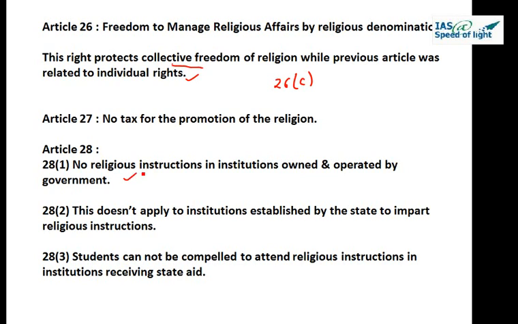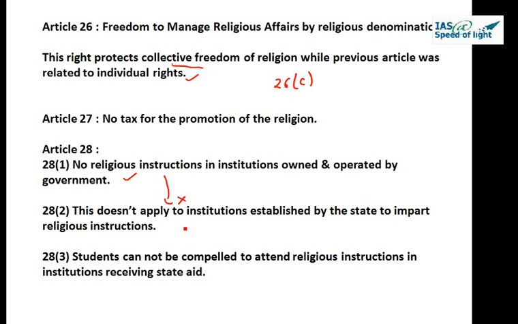Second part, nothing in clause 1, the above clause which talked about institutions wholly managed by state funds, shall apply to an educational institution which is administered by the state but has been established under any endowment or trust which requires that religious instruction shall be imparted in such institutions. Now, this is talking about those institutes which are opened by the state for the specific purpose of giving those religious instructions. So this law doesn't apply to institutions which are open for that particular specific purpose only. Let's move to part 3.